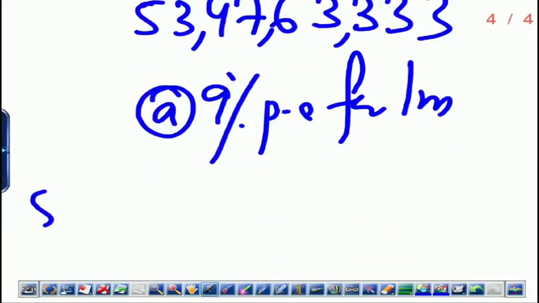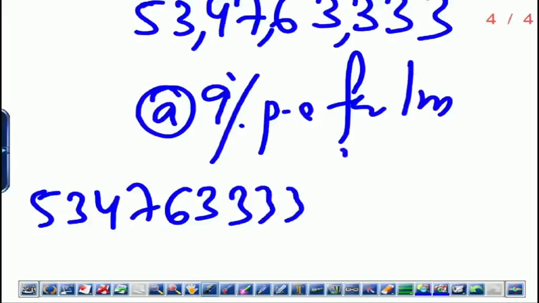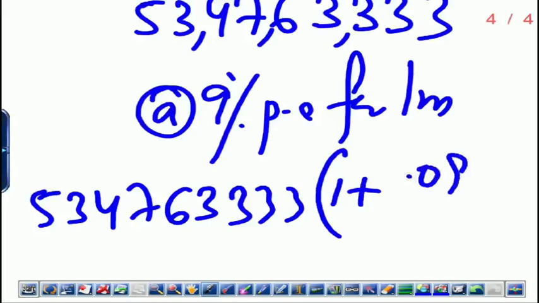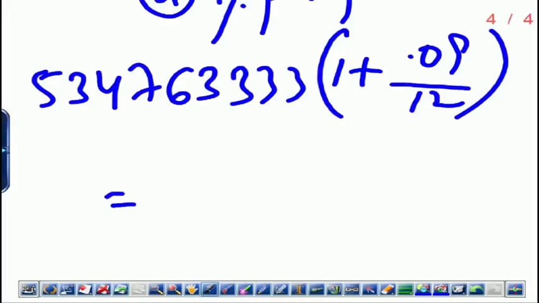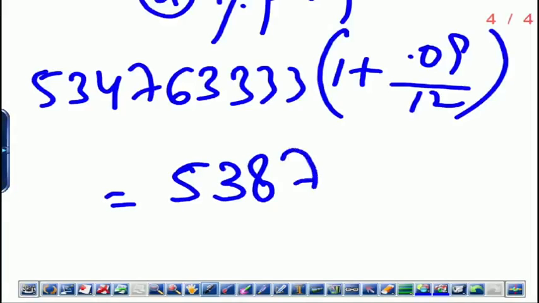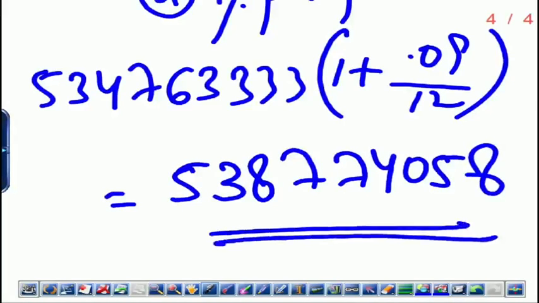So rupee outflow will be 53,47,63,333 bracket 1 plus 0.09 by 12. So this is coming to 53,87,74,058. Once again, 53,87,74,058. This is the answer for alternative 2.